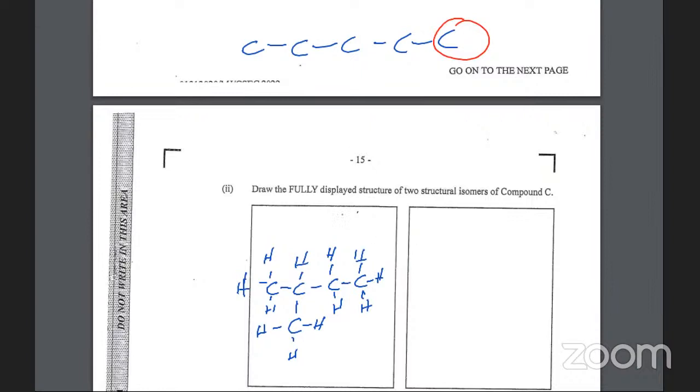Then, if you want the next isomer, you will take off a carbon again from the end. That leaves you with 3 carbons in the chain. Remember, you cannot put any carbons at the end. So this CH3 group, and this CH3 group.